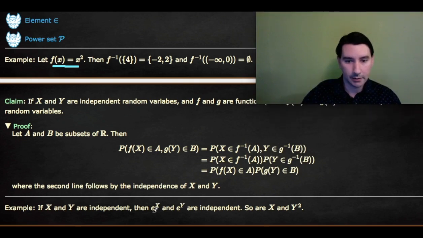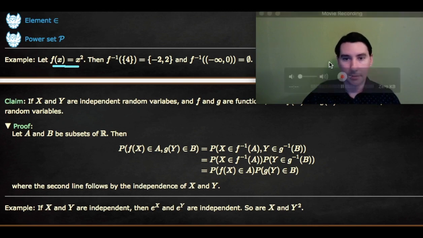So if X and Y are independent, then e to the X and e to the Y are independent, because e to the X and e to the Y are functions of X and Y. Also, I could take f of x equals x, so I could get X, and g of y equals y squared, so X and Y squared are also independent.